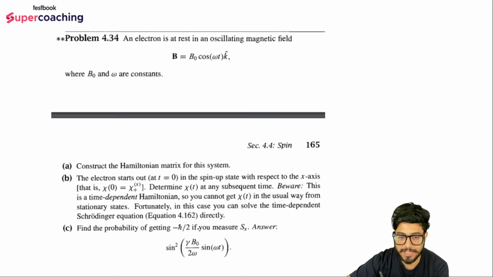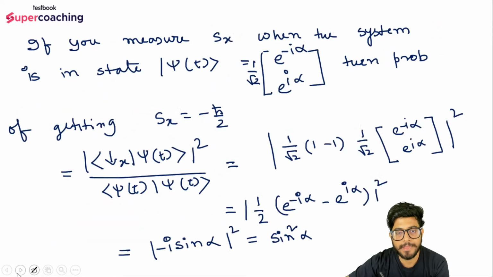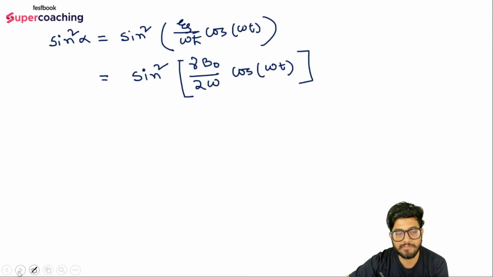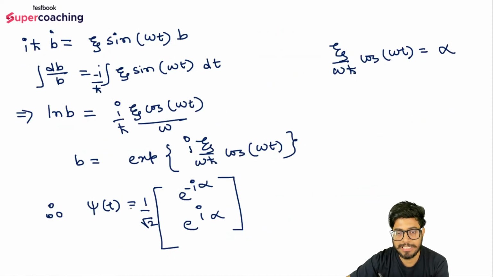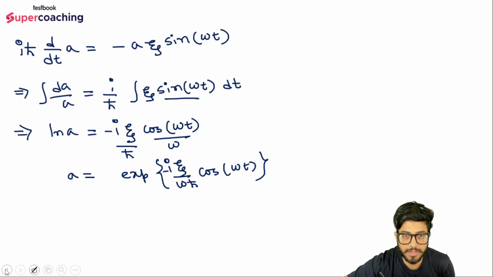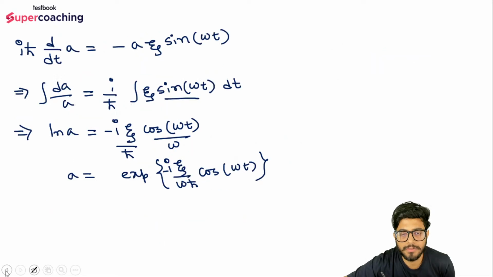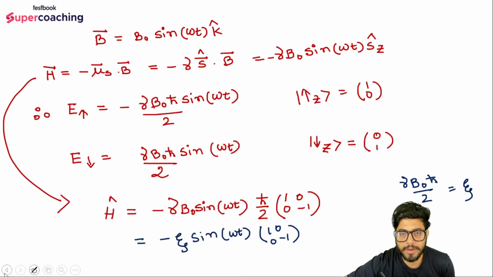Probability of getting minus h cut by 2, right? Gamma b naught by 2 omega sin omega t. Here we have got cos omega t, okay? So there might be some problem. The integration should be cos, no doubt. But where does the sin omega t come from? Okay, tell me one thing.